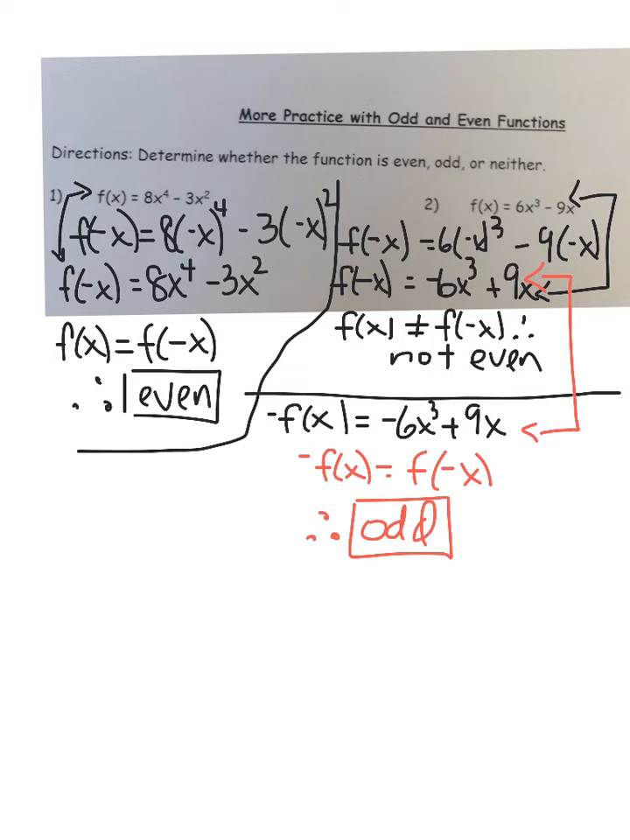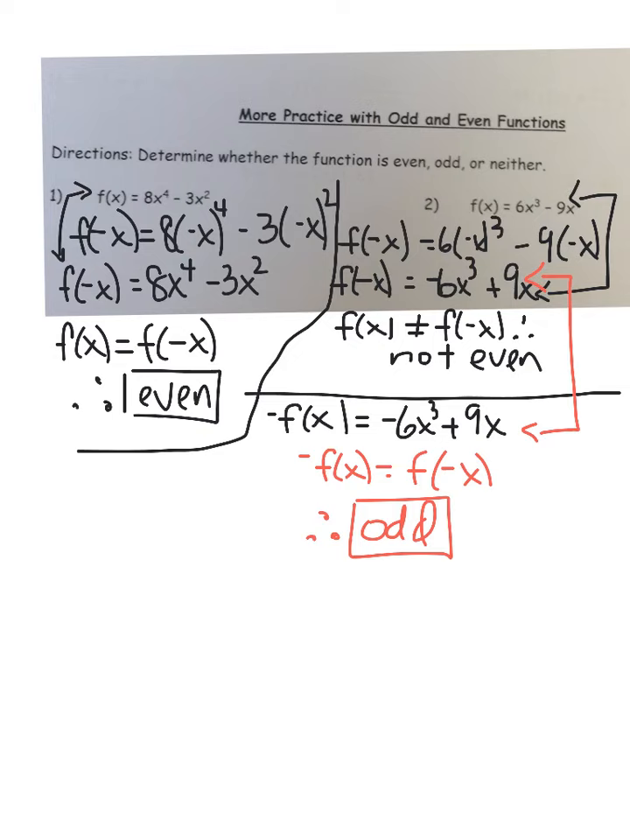Just one little quick note. Remember, when we negate f of x here, all we're doing is negating every term here. So this is a positive 6x cubed, it becomes negative. This is a negative 9x, it becomes positive. Okay? It's just with the fractions that you have to be a little careful.